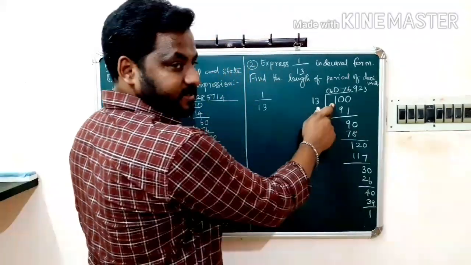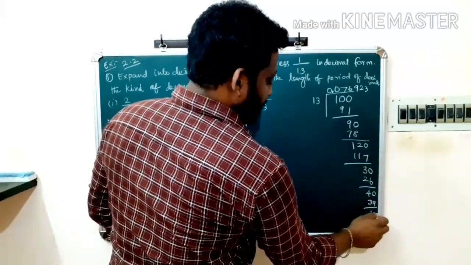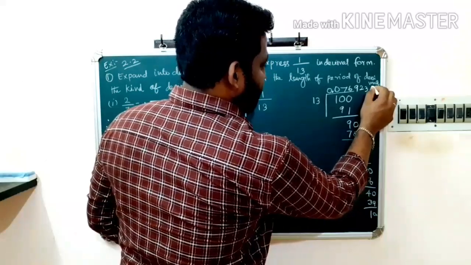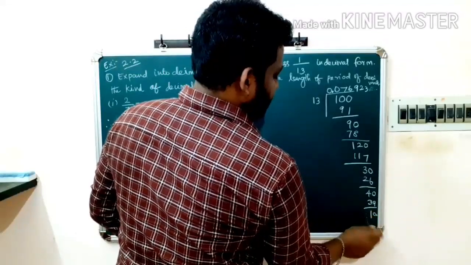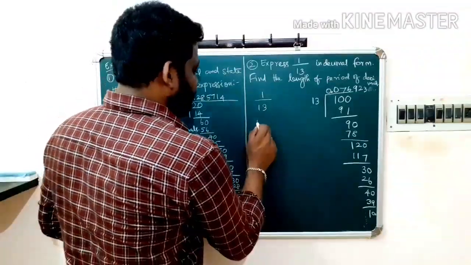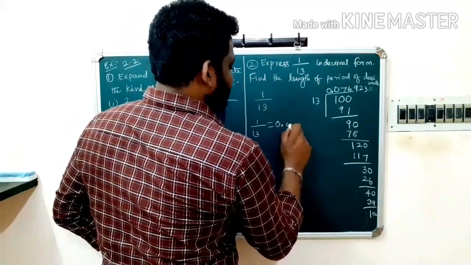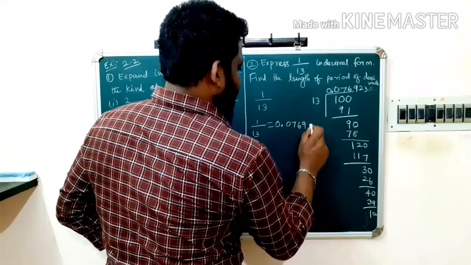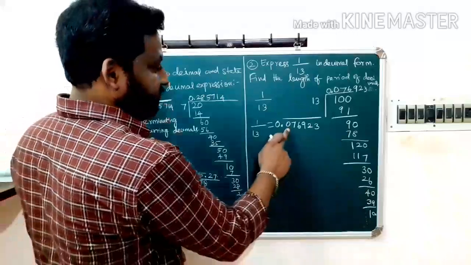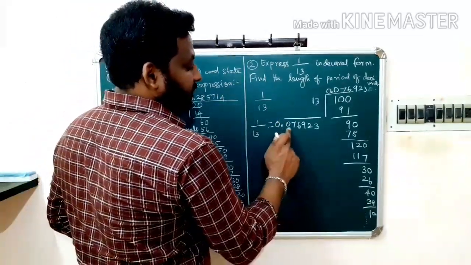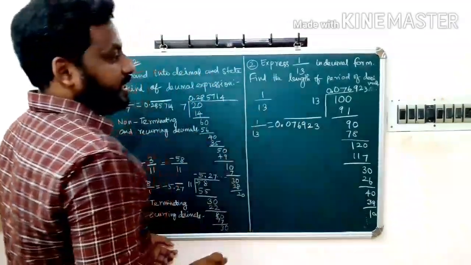So what is that here? First, we started with 1. Again if we add 0 here it means 10, again add 0 means 100. Again the same number is repeating, so therefore it goes up to infinity. So 1 by 13 is equal to 0.076923. That number is repeating, that's why we have to put a bar.